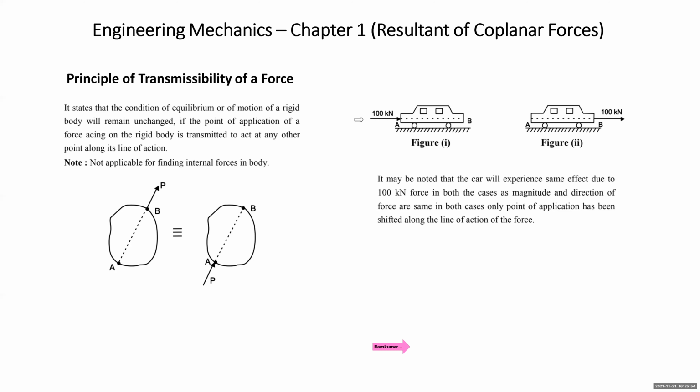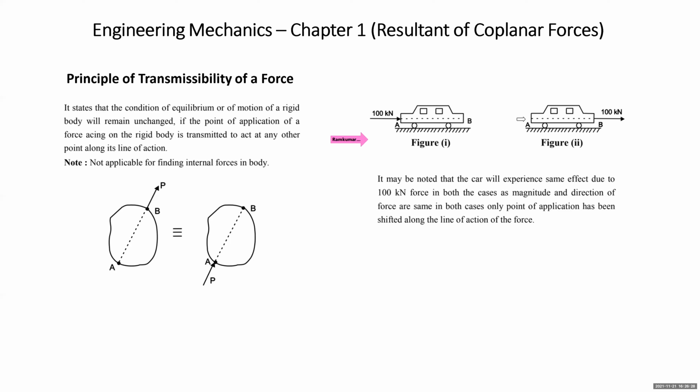Now, to explain my point, I have taken an example. These are the two figures. You can see that in both figures I have shown a car. On this car, a 100 kilonewton force is applied at point A along line of action AB. A pushing force is applied from behind at A along AB. The car will experience something. In the second diagram, a 100 kilonewton force is applied at B. It is a pulling force, right?